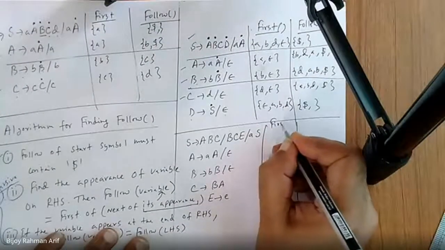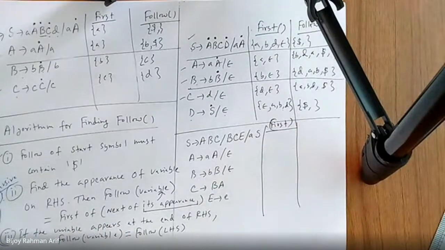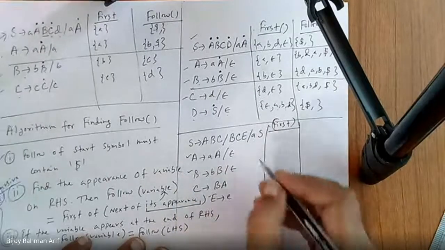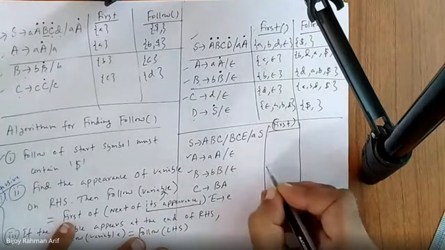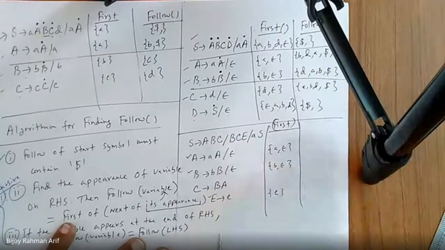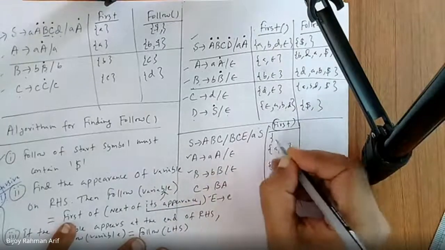So what would be my first task? Finding first. Am I right? Yes, sir. Which one am I going to take? This one, and this one. So it is nothing but E. This is nothing but B or epsilon. This is nothing but A or epsilon. Right? Now this one is complicated. This part is easy. A.